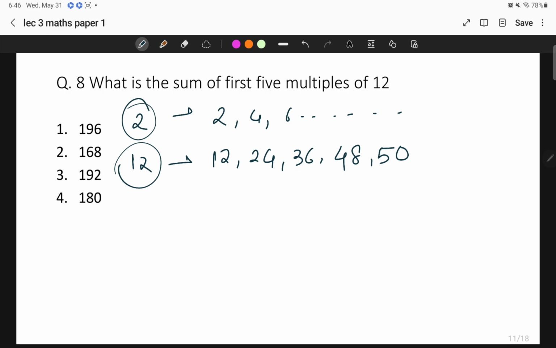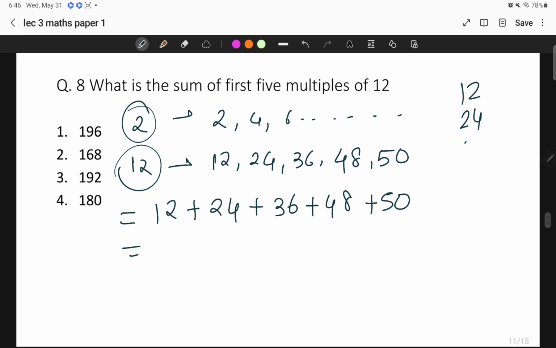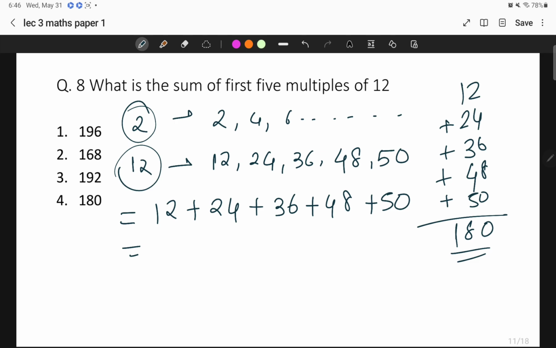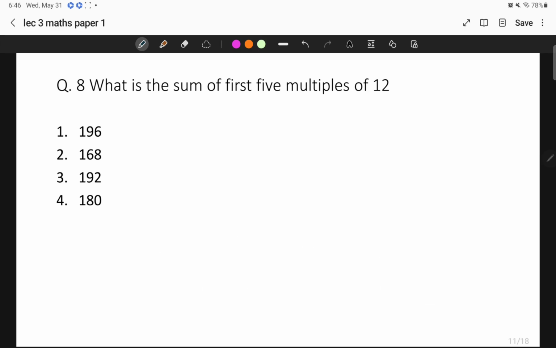What students often do here is start adding all of these: 12 plus 24 plus 36 plus 48 plus 60, and then they find the answer, which is going to be 180. This is not the right way that we are going to solve it. The way we are going to solve it here is the shortcut. Okay, look here.